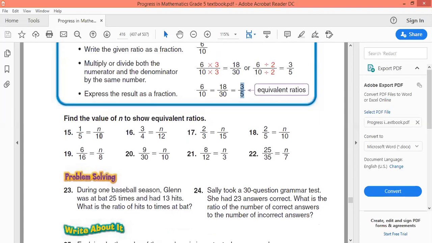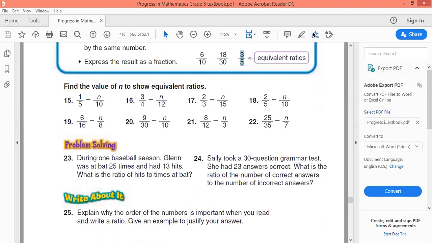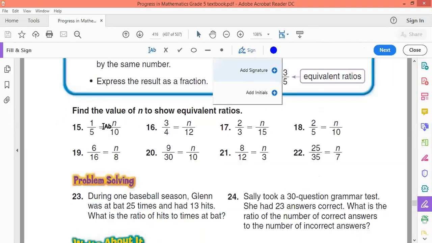First question, Abdul Mohsen, tell me question number 15. 1 over 5 is equal to n over 10. What is the value of n and how did you get it? Tell me both. First tell me the value. Okay, 2. How did you get 2? We divide 10 by 2, that will be equal to 5.